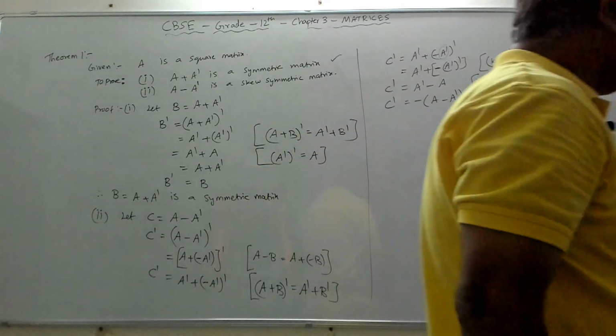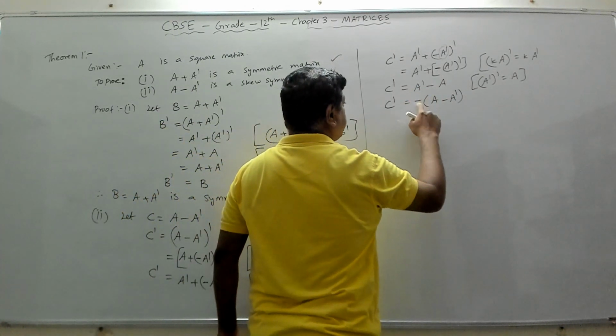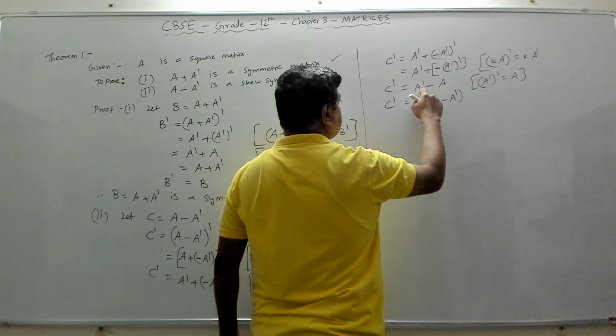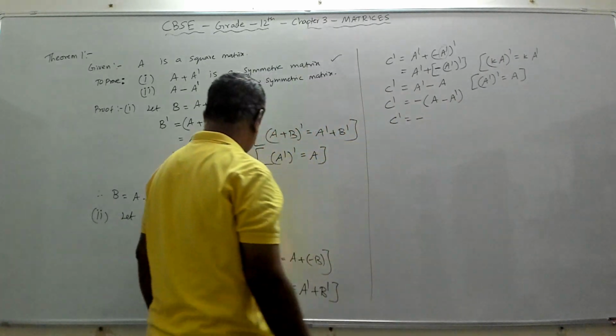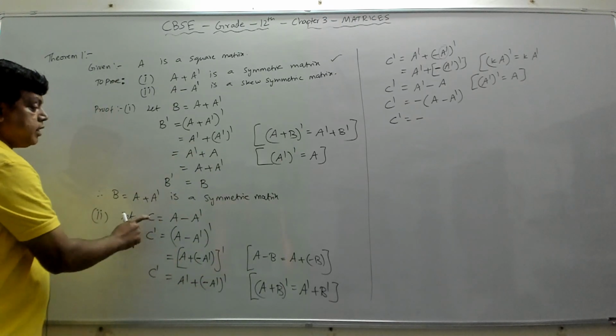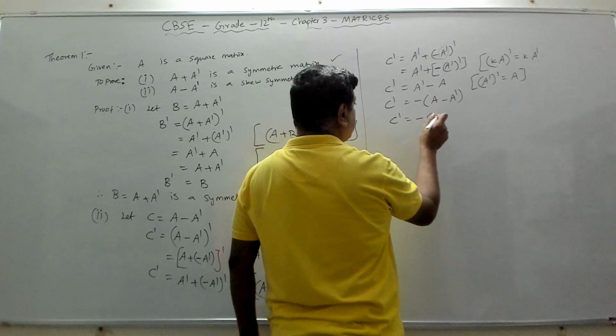My C transpose is minus. If I take minus common, then A will come. So if you multiply minus into A is minus A, minus into minus is plus A transpose. So this will become C transpose equal to minus, what is A minus A transpose? Your A minus A transpose is C. So we get C. So we have proved C transpose equal to minus C.